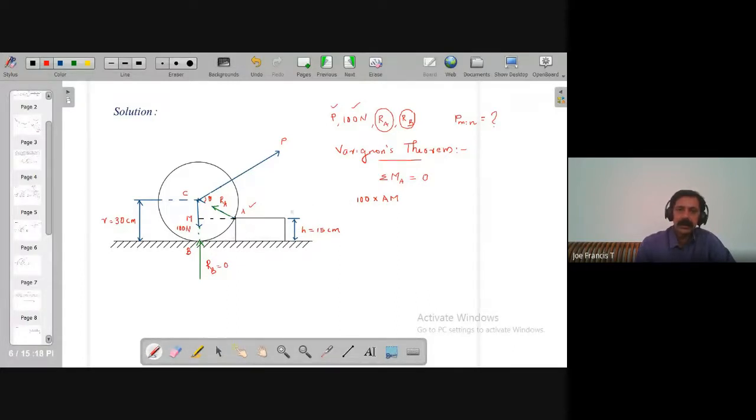The second force is P. Moment due to P at A means P into the perpendicular distance of P from A. So again, I draw a perpendicular from A to the line of action of P.